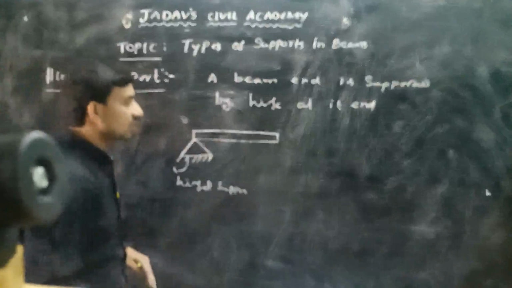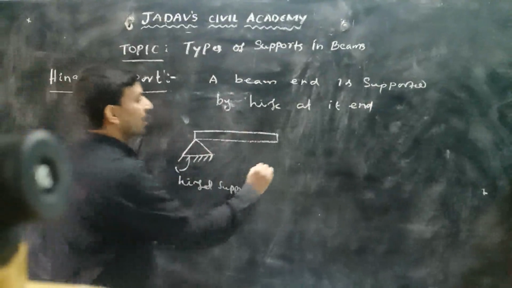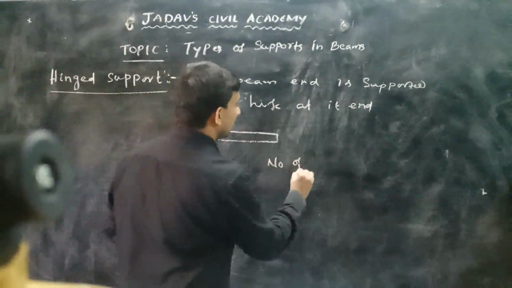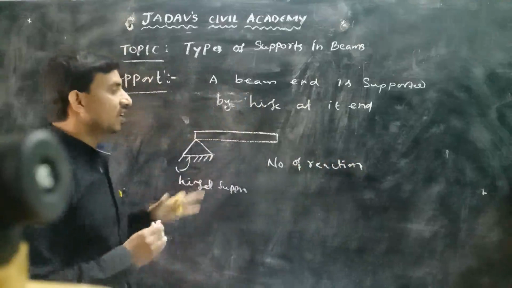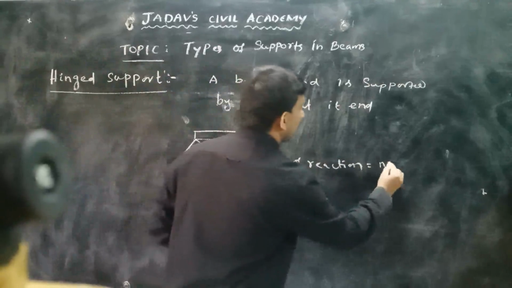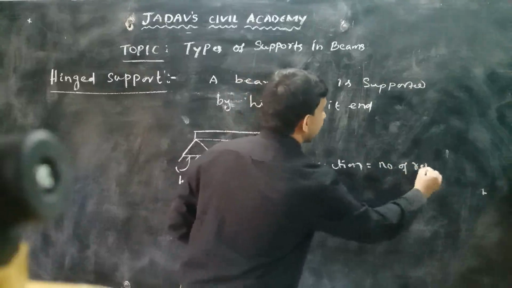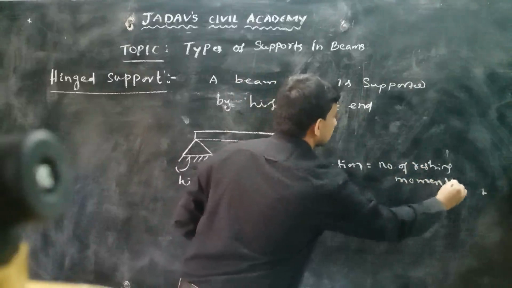So this is a hinge. Now we need to calculate the number of reactions for this hinged support. What is the definition of the number of reactions? The number of reactions is equal to the number of restricting movements.